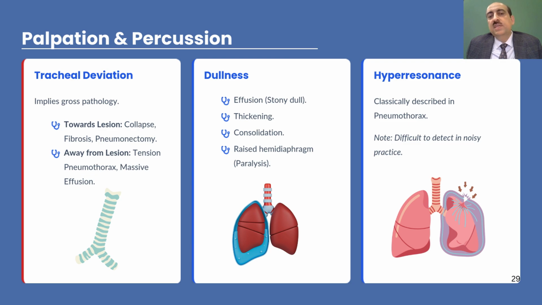Hyperresonance would indicate, on the contrary, increased presence of air in the pleural space, like a pneumothorax. However, it may not be that easy to elicit, especially if there is a busy environment or a noisy workplace. That's why the comparison between the two sides will be really crucial.